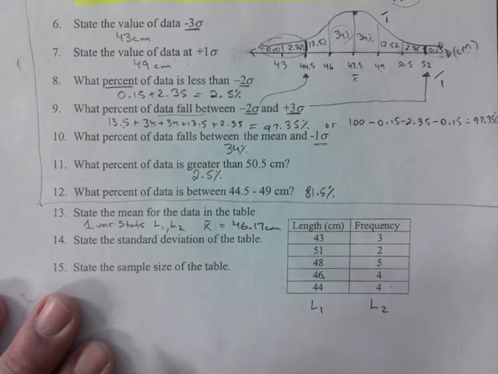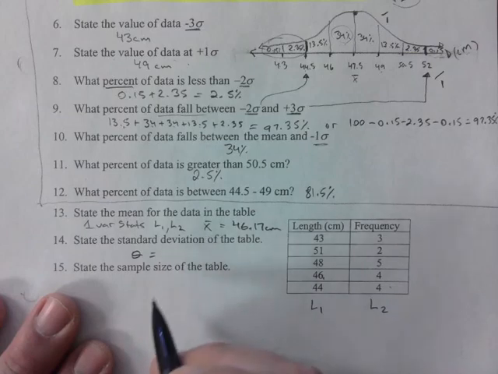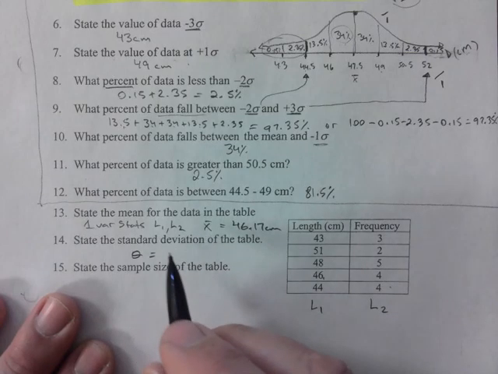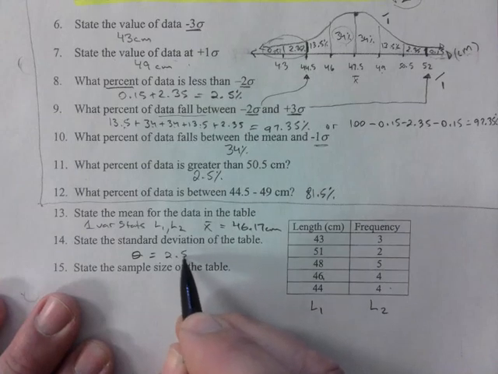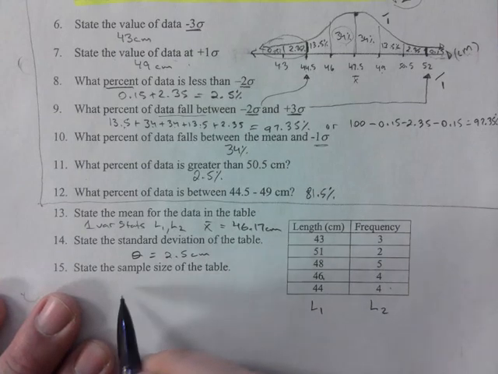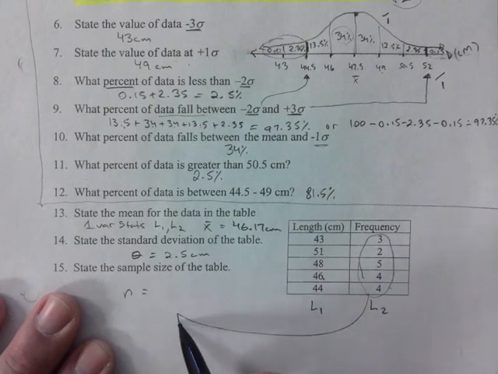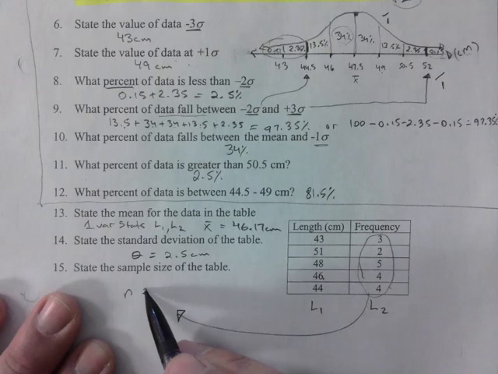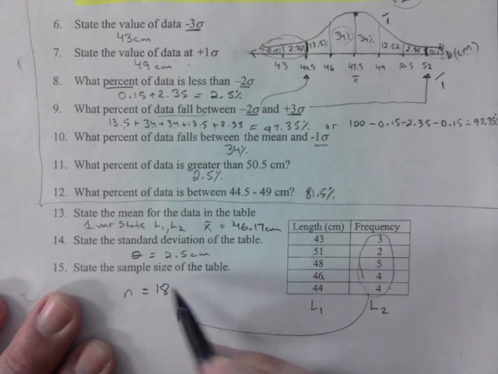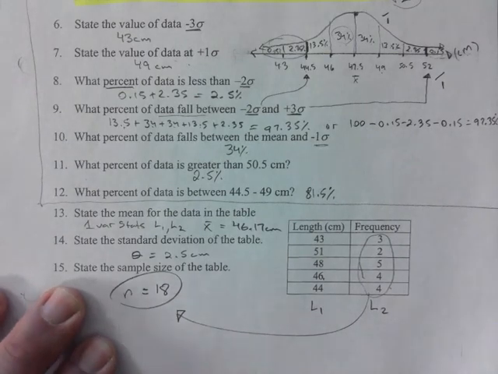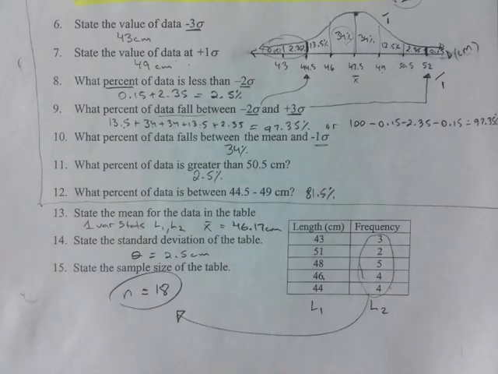The standard deviation for this table, I'm just going to get it off of my previous one, it's 2.5 centimeters. The sample size would be this, right? That's denoted by N on your calculator, and that's 18. We don't know what the data represents in this case, so we just know that N is equal to 18. That's the sample size. Okay.